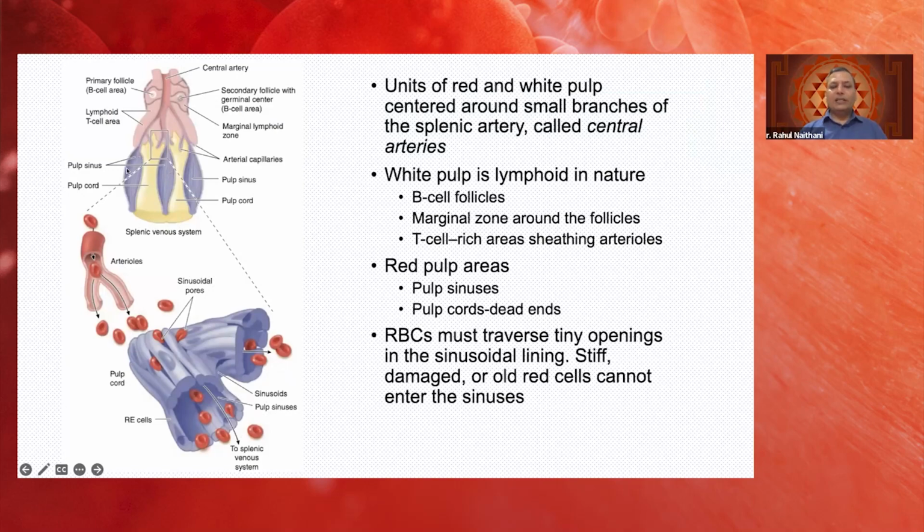Then there is a red pulp area. The red pulp contains these purple colored sinuses and these yellowish looking pulp cords. These pulp cords are actually dead ends. So once the blood goes there, the cells cannot come out. In case cells have to come out, this is the inset of that. They can only squeeze through the small sinuses that they have. So only the fully functional, fresh RBCs can squeeze through these sinuses and come back into the circulation. The deformed, old, or damaged, defective cells will not be able to traverse, and that's how spleen does the culling and pitting effects.